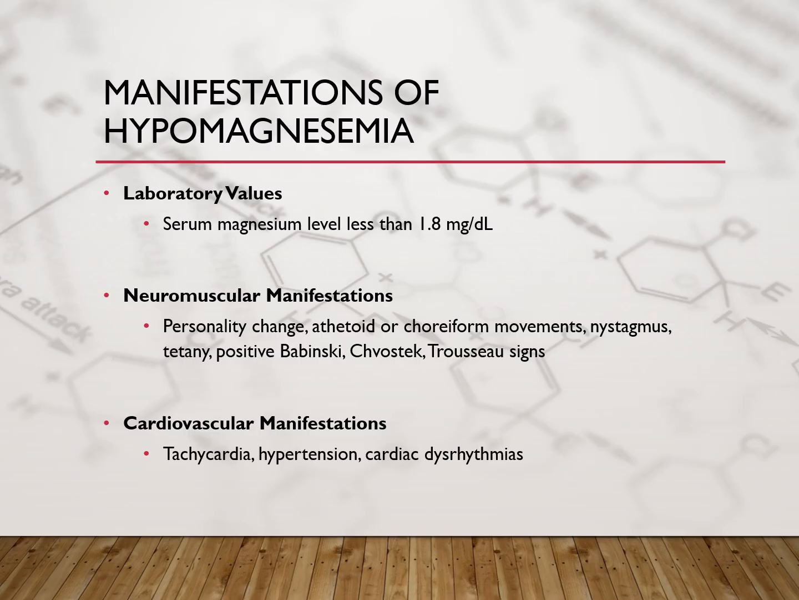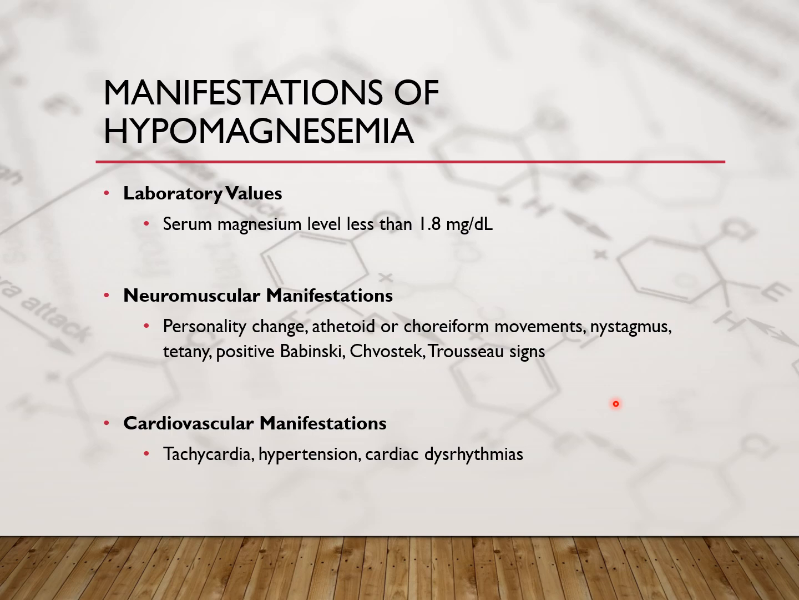And I'll also say that you can't really treat low potassium if the mag is low. So you need to treat both. If you have hypokalemia and hypomagnesemia, you can give potassium all day, but you're not going to really achieve any maintenance of potassium balance unless you also treat the mag. Okay. So some of the neuromuscular manifestations that we see are things like personality changes, athetoid or choreiform movements, which are these herky-jerky or uncoordinated movements that we see at various levels of the body.